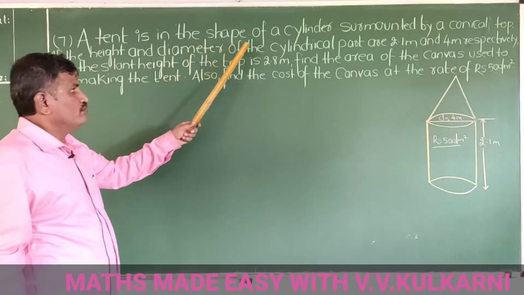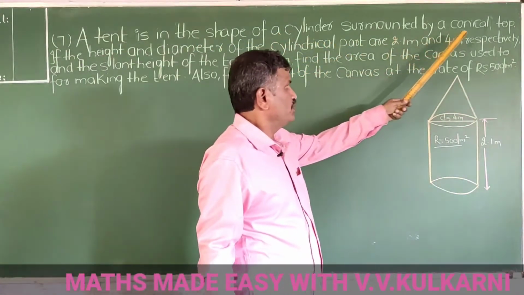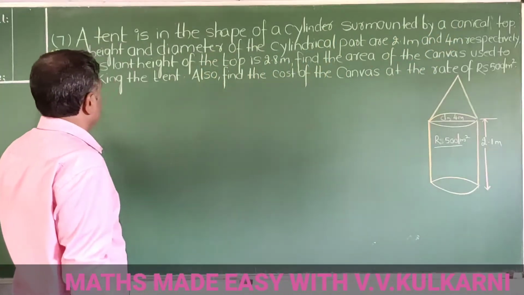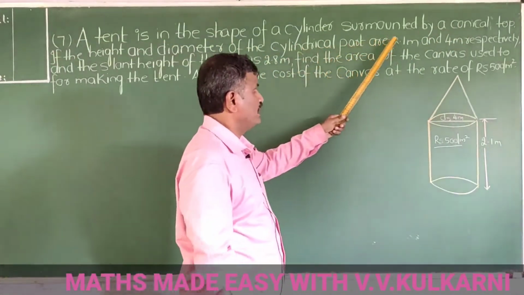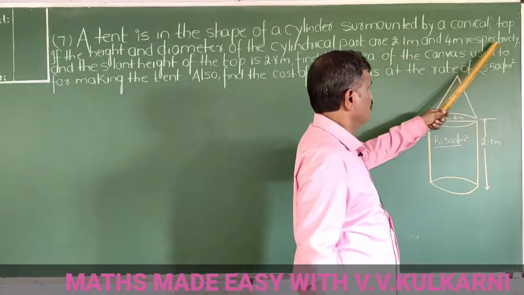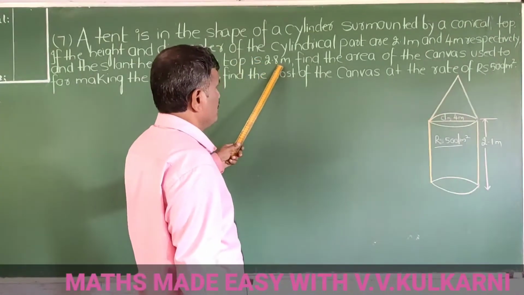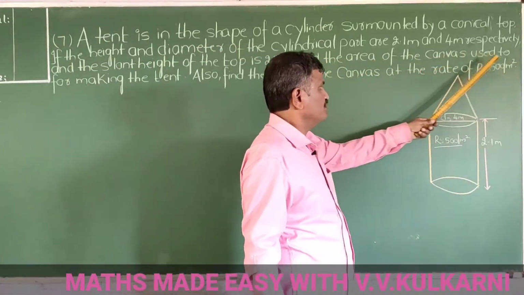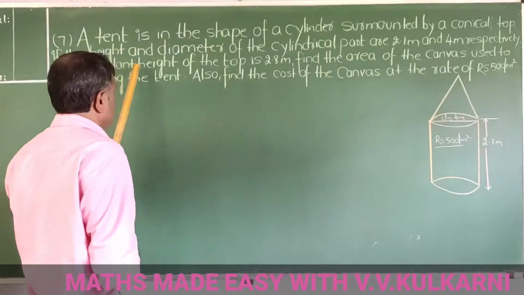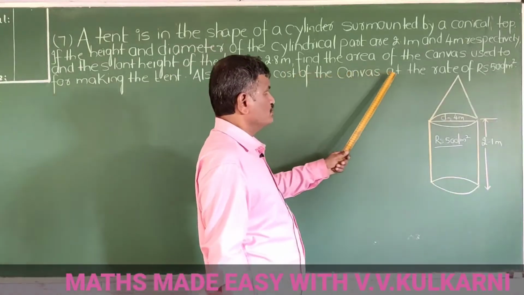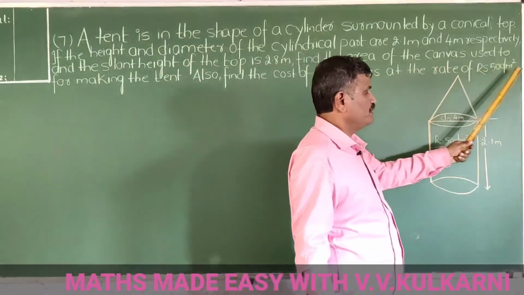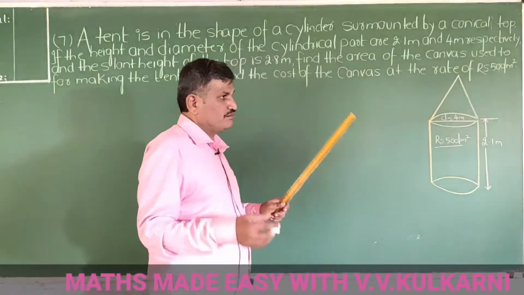A tent is in the form of a cylinder surmounted by a conical top. If the height and diameter of the cylindrical part are 2.1 meter and 4 meter respectively, and the slant height of the top is 2.8 meter, find the area of canvas required for making the tent. Also find the cost of canvas at the rate of rupees 500 per square meter.